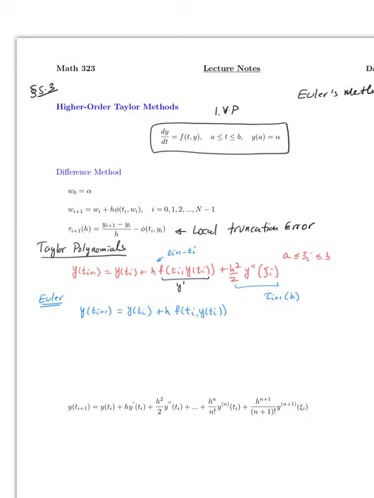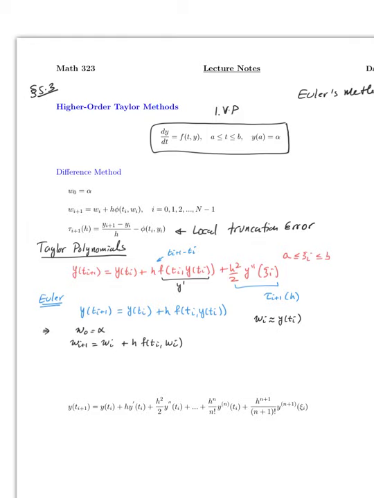Hence, if wi is almost equal to y of ti, then the method was the following. w0 was equal to alpha, which is the initial condition, and then w i plus 1 was the same thing as wi plus h f of ti, wi. And this is what we call Euler's method.